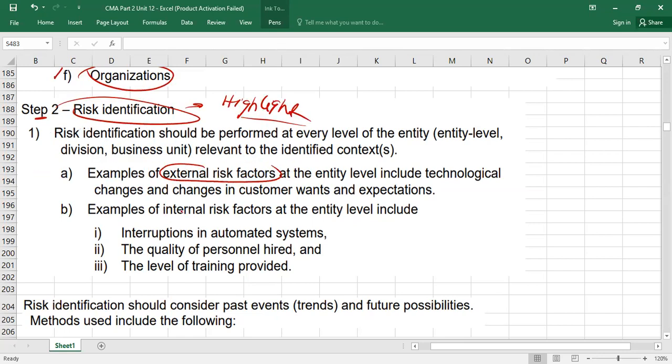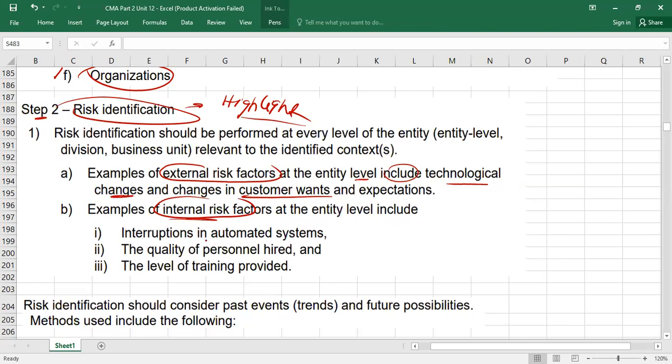Sometimes we face risk from internal factors. External factors are what? For example, external factors at the entity level include what? Technological changes. Right or wrong? If technology changes outside, obviously change in technology is an external factor, so it may affect your business. Change in customer wants: customers are external also, right? If they are changing their needs or specifications, they want a different product with different specifications, so this is also an external risk factor. Okay, so then what are internal risk factors?